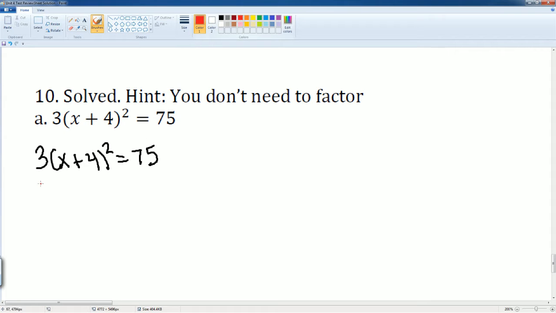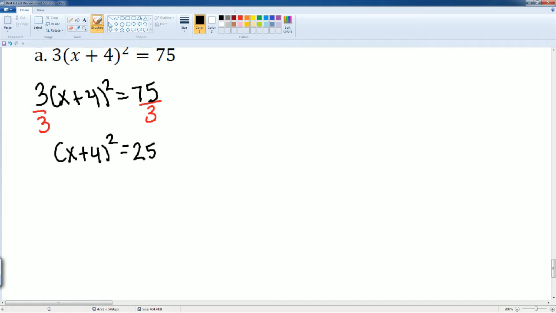Right, so we're going to first divide by 3, divide by 3. This is going to now get you (x + 4)² is equal to 75 divided by 3, which is just 25. Now we want to square root both sides. The reason why we square root both sides is because we want to get rid of the squared. So you're going to square root this, and you also square root the 25.